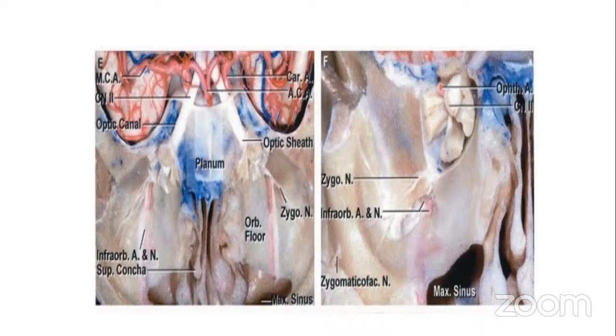The zygomatic nerve courses along the lateral wall of the orbit to give rise to the zygomaticofacial and zygomaticotemporal nerves. Here the zygomatic nerve courses along the orbit to give rise to the zygomaticofacial nerve, and in the other diagram, as you can see, the zygomatic nerve gives rise to the zygomaticofacial nerve as it courses along.